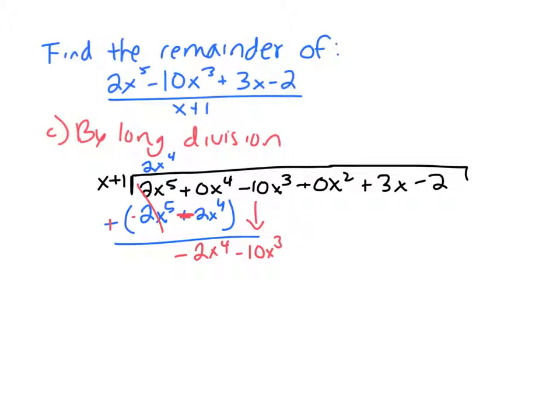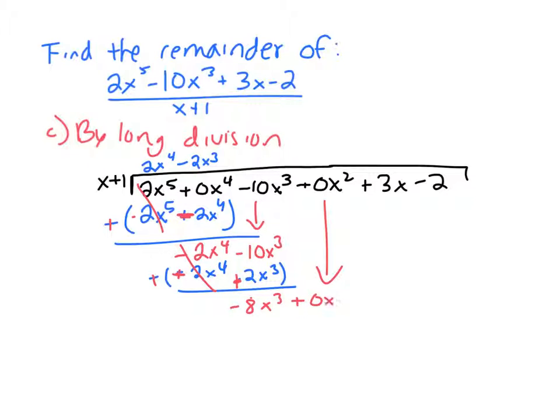Okay, so now what do I need to multiply x by to get negative 2x to the 4th? Negative 2x to the 3rd will work. So minus 2x to the 3rd. So I'm multiplying this by this. So minus 2x to the 4th, and then minus 2x to the 3rd. Okay, subtract this off. So this becomes a positive, and this also becomes a positive. So these cancel, and then I have negative 10 plus 2, so that's negative 8x to the 3rd. All right, go ahead and drop the next term.